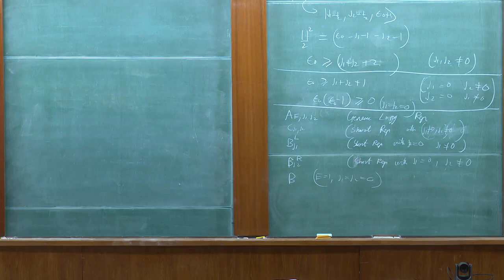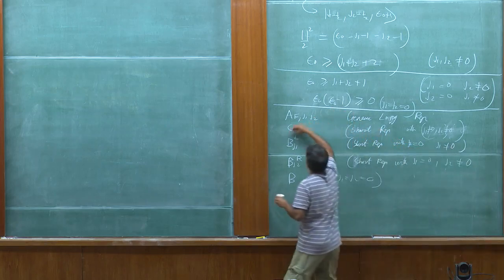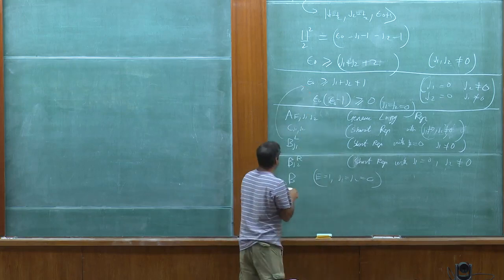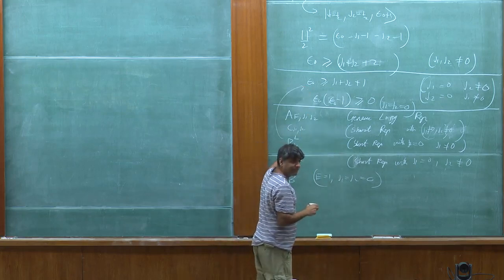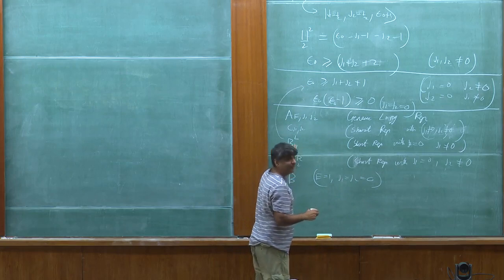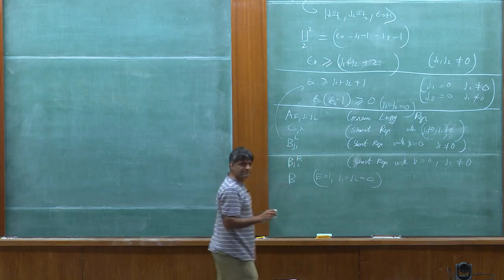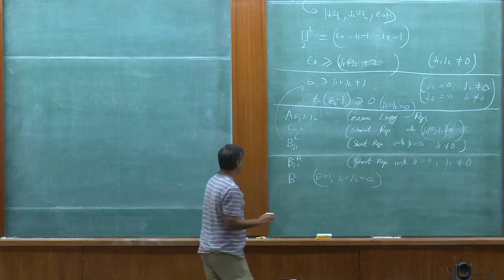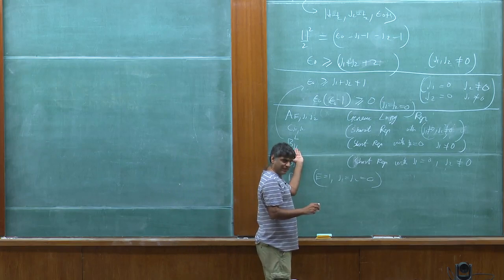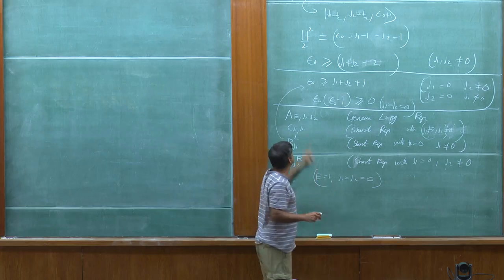Clear? Okay. So when the B's are saturated, these B's obey this equation. And therefore, the charges of B are J1, 0, and J1 plus 1. Left angular momentum is J1, right angular momentum is 0, and energy is equal to J1 plus 1, because it saturates that bound.